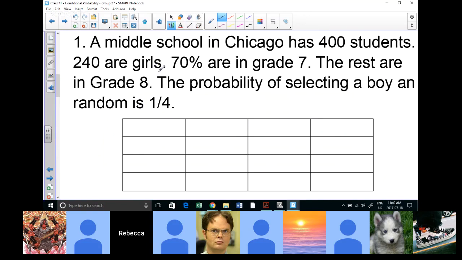So I have girls and boys. That's going to be one variable this way. Always here I have my total, and here I'm going to leave it blank. The other variable is kids that are in grade 7 and kids that are in grade 8, and I have my total.